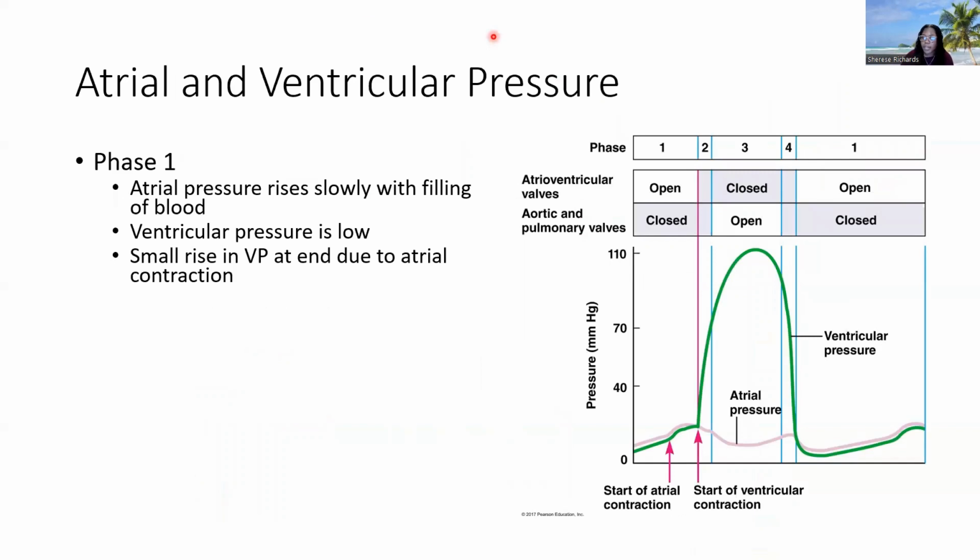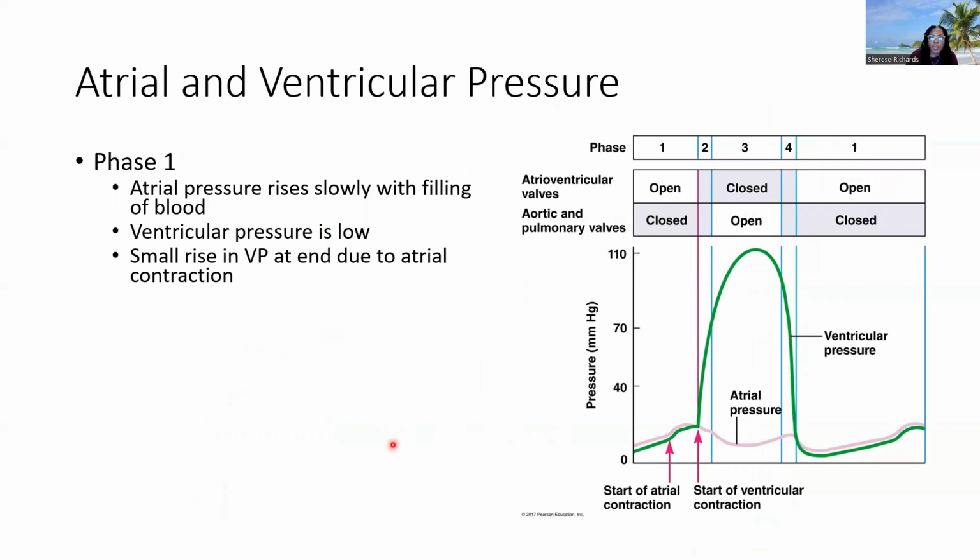The atrial and ventricular pressure. So we're going to speak about the cardiac cycle events from a different perspective this time, looking at what's happening in the atria and the ventricles more specifically. So phase one, this is our diastole, the latter phase of our diastole.